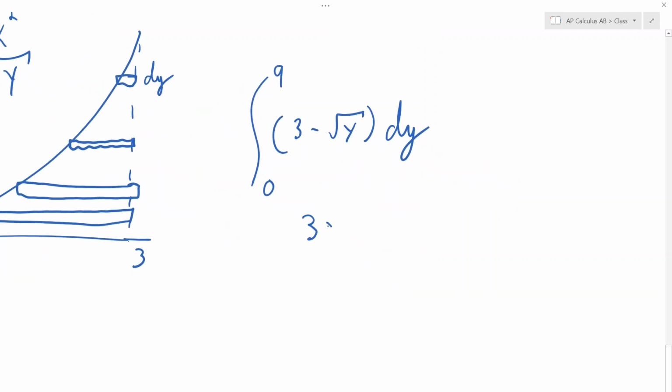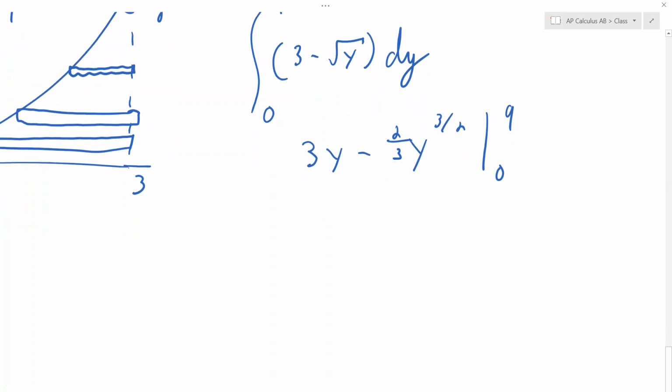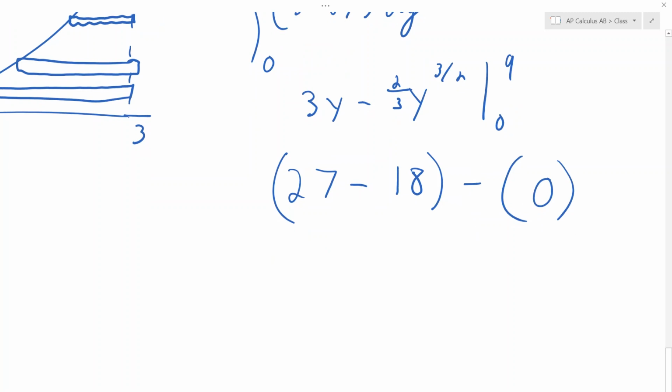The antiderivative is 3y minus, that's y to the 1/2 power, so it becomes y to the 3/2 power times 2/3. I don't know how much that changed from 0 to 9. You ready? When we plug in 9, we get 27 minus 9 to the 3/2, which means take the square root, that's 3, cube it, that's 27, and multiply it by 2/3. That's 18. Minus, plug in 0, 0. And guess what that is? Holy goodness gracious, it's 9.